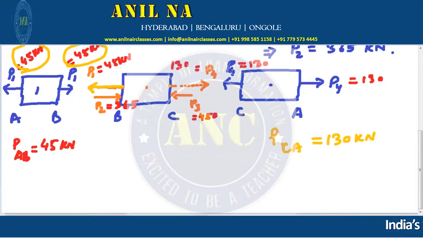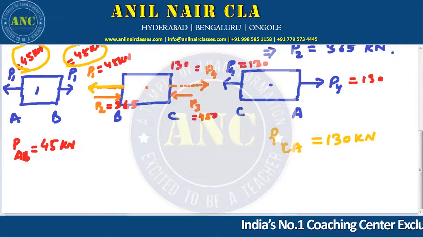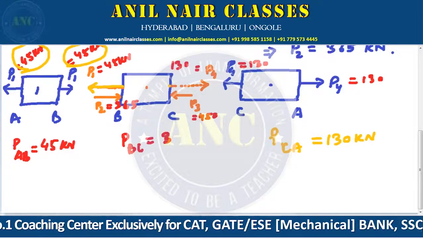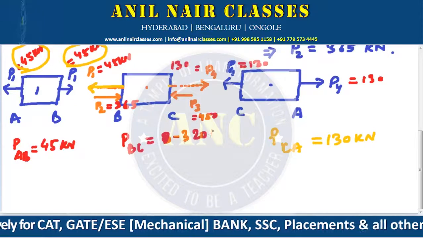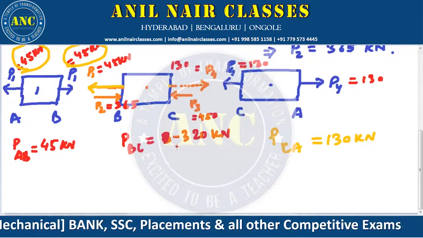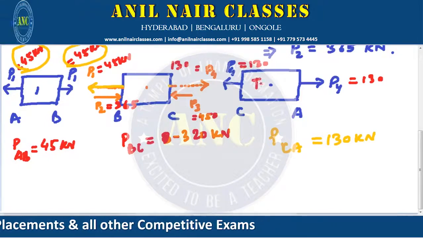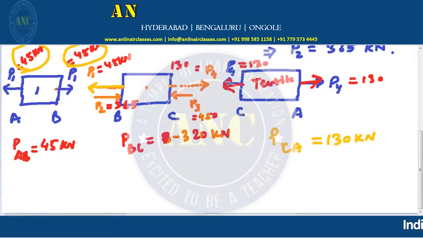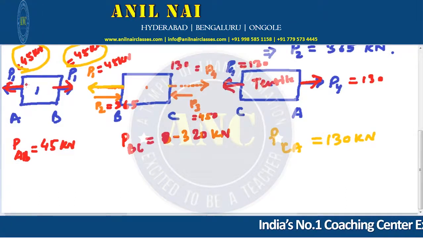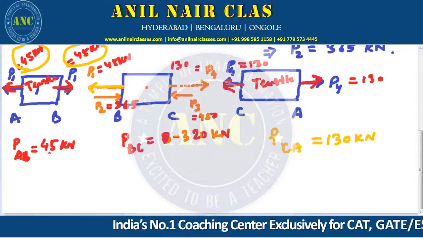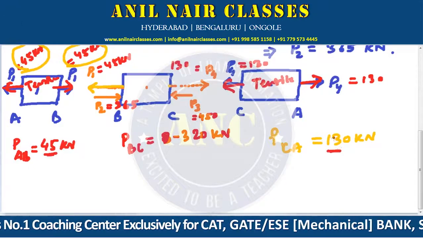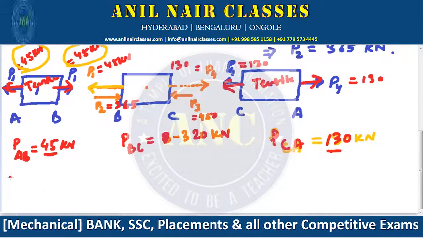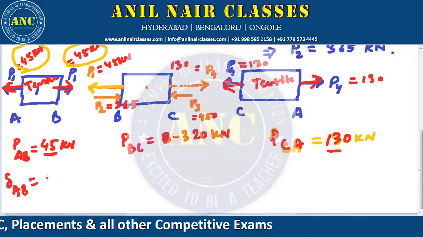So this is how much? Load for BC is minus 320 kilonewton. That is nothing but, that is compressive. These two are tensile, correct? You can see the loads are going away. So obviously this is tensile. Here also this is tensile. So that's why this is positive. These two are positive, right? So now extension in AB will be what?